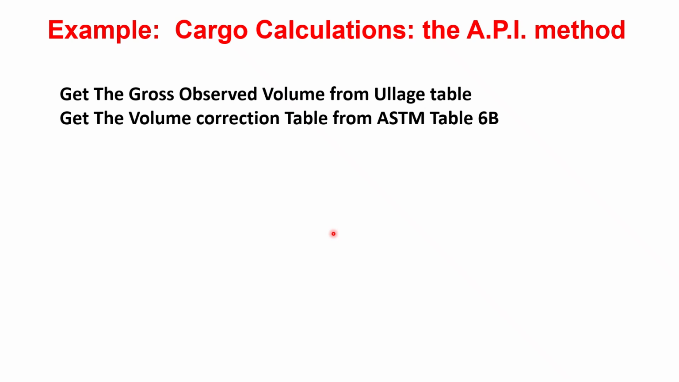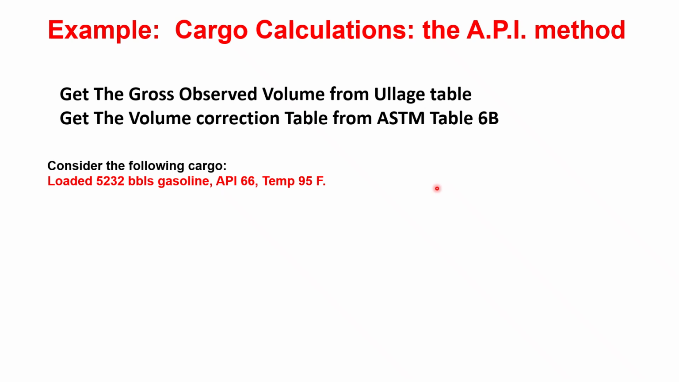So let us see it step by step. The first step is to get the gross observed volume from the ullage table. Suppose you got a cargo which has a volume of 5232 barrels of gasoline. API is 66 and temperature is 90 degrees Fahrenheit. These are the things the surveyor has given you, right?